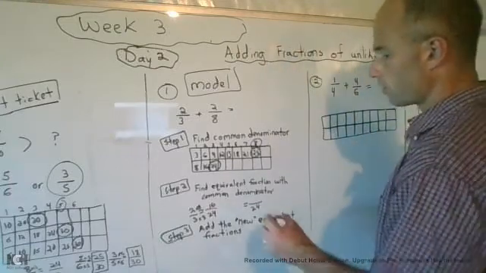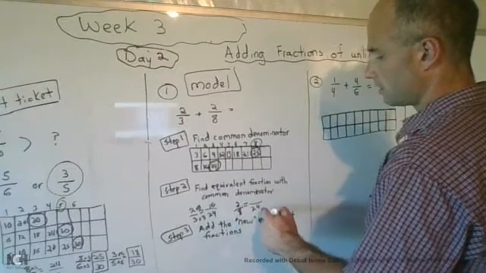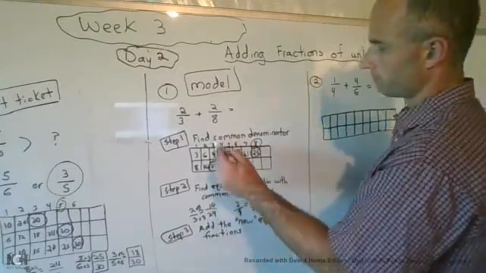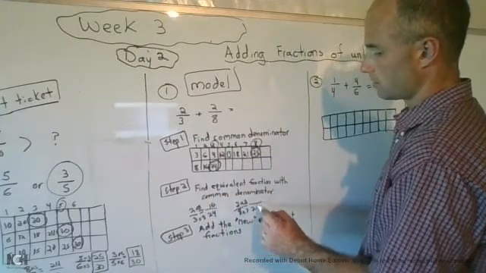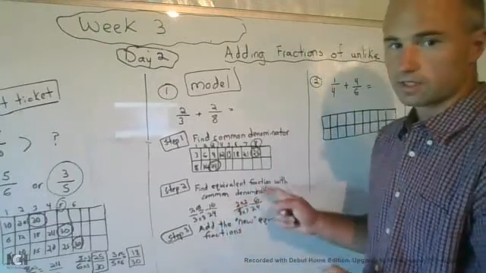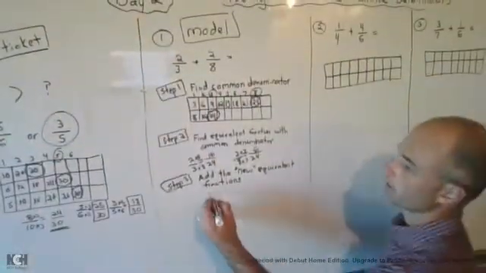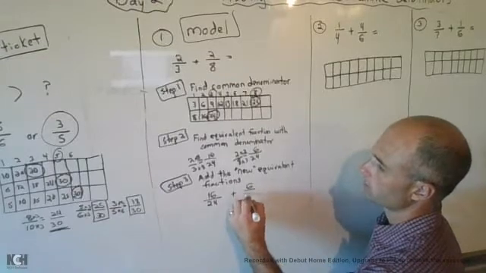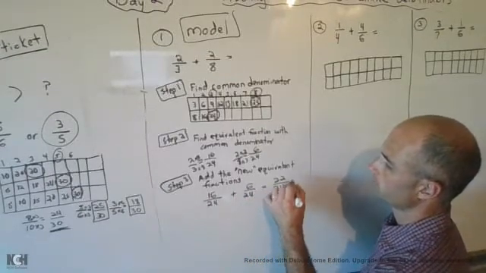Next, we're going to take 2/8. 8 to 24. How many times did it take me to get from 8 to 24? 3. So 8 times 3, 2 times 3, which gives you 6. So we have 16 24ths, 6 24ths. Now I'm going to add them together. That's the third step. 16 24ths plus 6 24ths gives you 22 24ths.